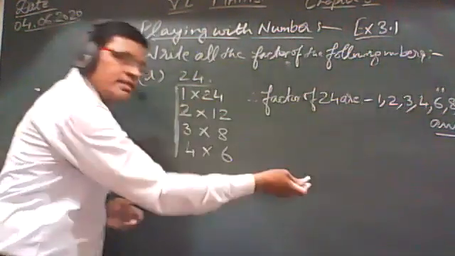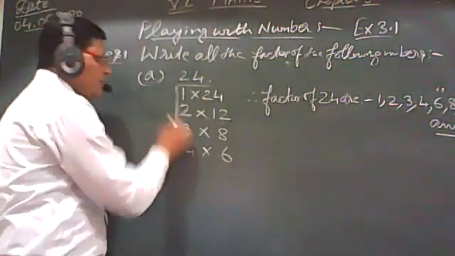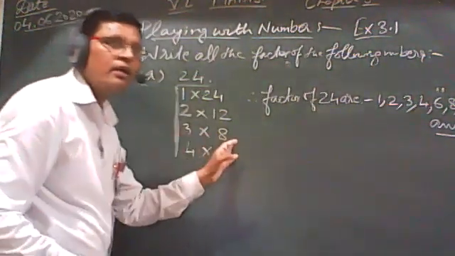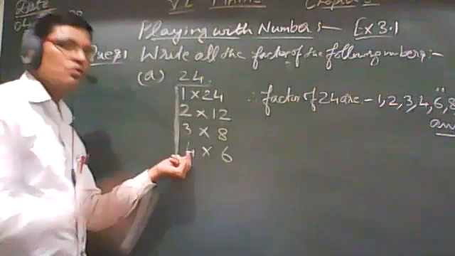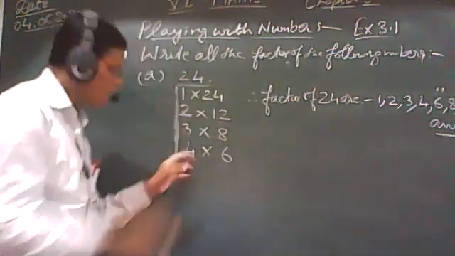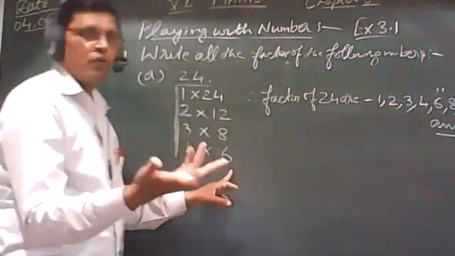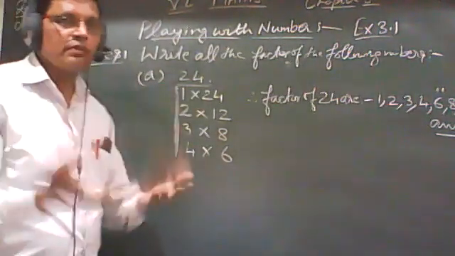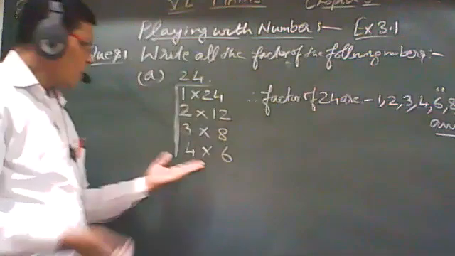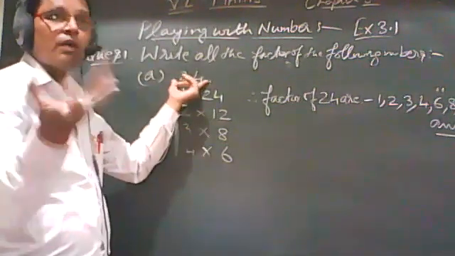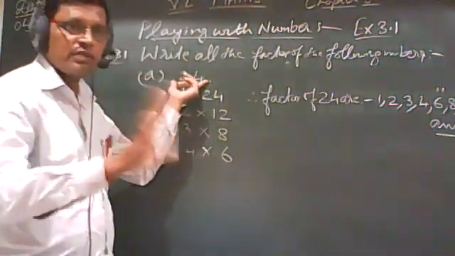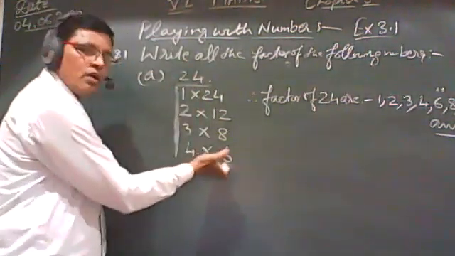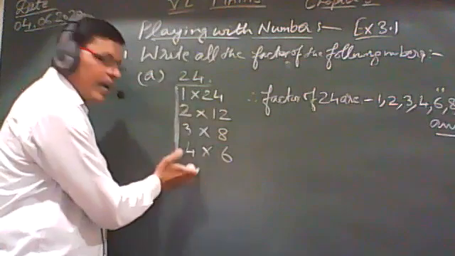Now we go to the next number, 3. 3 8s are 24. This table you already know. Now we go to the next table, 4. 4 6s are 24. 5 is not exactly divisible, 24 is not a multiple of 5. Therefore, 5 is not a factor. Now 6, next 6 is already there and we cannot write.